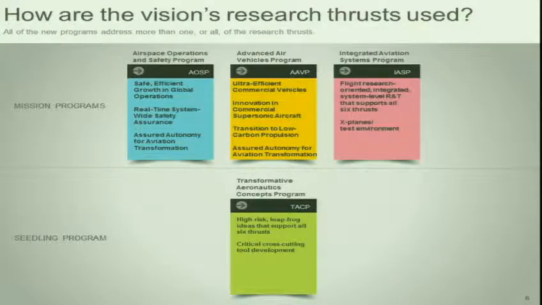And then the Integrated Aviation Systems Program is really now changing to a more heavily flight research-oriented, integrated system-level R&T program that's going to support all of the thrusts, and trying to bring back that spirit of the X-planes into the mission directorate. But we're going to have to find creative ways to do that. We're going to have to look for creative partnerships in order to make that happen, because X-planes can be resource intensive, and so finding ways to do that creatively is going to be very important, and we'll be talking more about that.